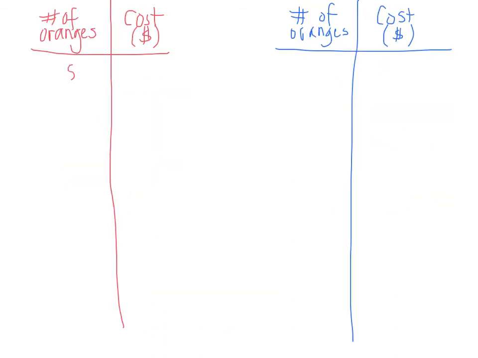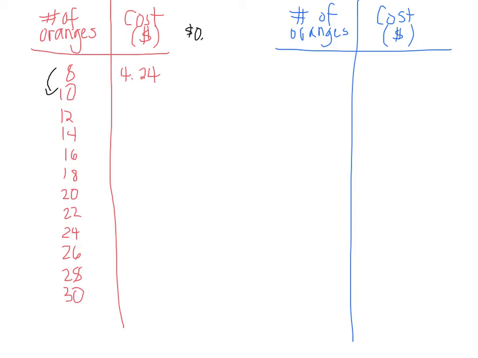We'll start with 8. We know that 8 oranges cost $4.24 because that was the information the question gave us. We could skip count by 2s because we know that 2 is a factor of 30. So if we count by 2s, we'll eventually get up to 30. So let's do that. Well, we know how much it costs for 8 oranges, and we figured out how much it costs for 1 orange. If we're increasing the number of oranges by 2, can you figure out how much it costs for 2 oranges?